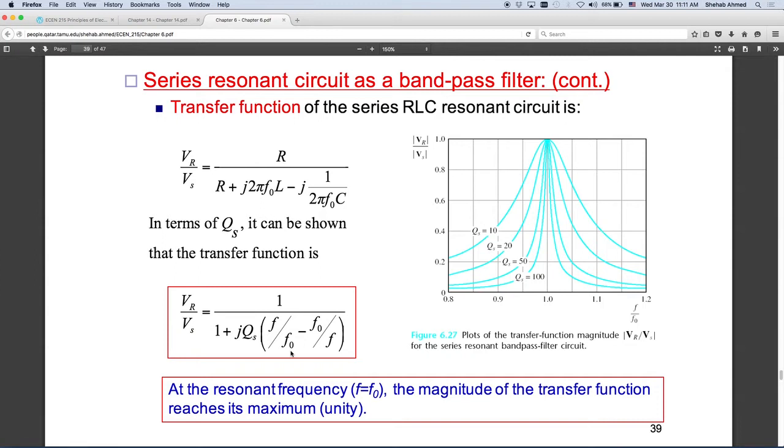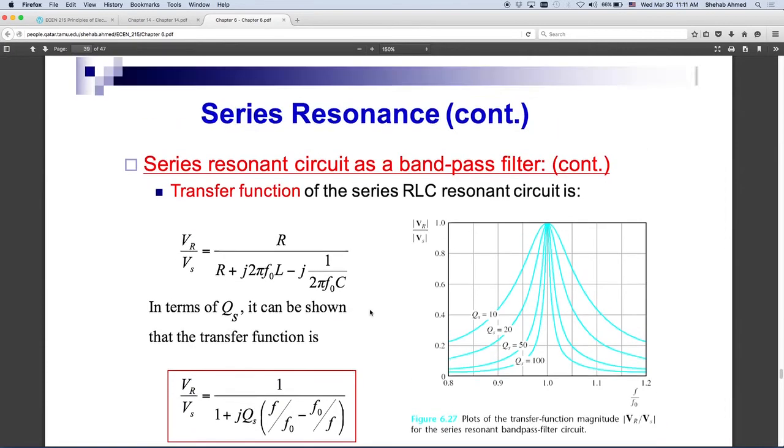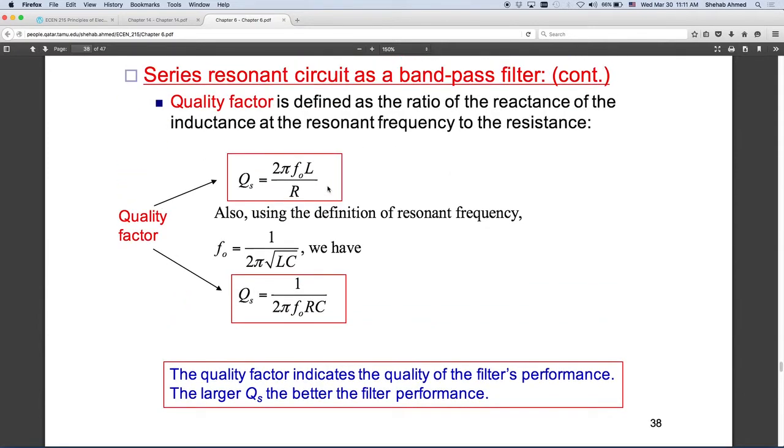Because you will typically be asked to design a filter with a quality factor of 10, for example, and a resonance frequency of so and so. Because this is what you really want in the application. You would like to amplify a signal with a specific frequency, and you want to make sure that you attenuate everything else around it very well. So you will be selecting quality factor and resonance frequency. You can relate those to the values of components in the circuit, the L's and C's. R is typically your load.